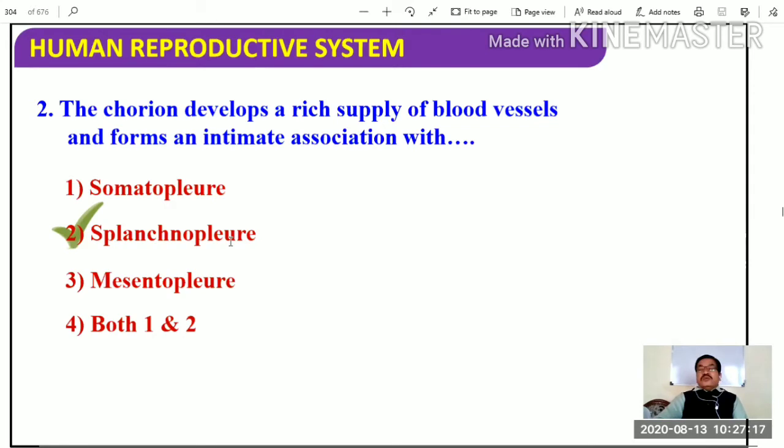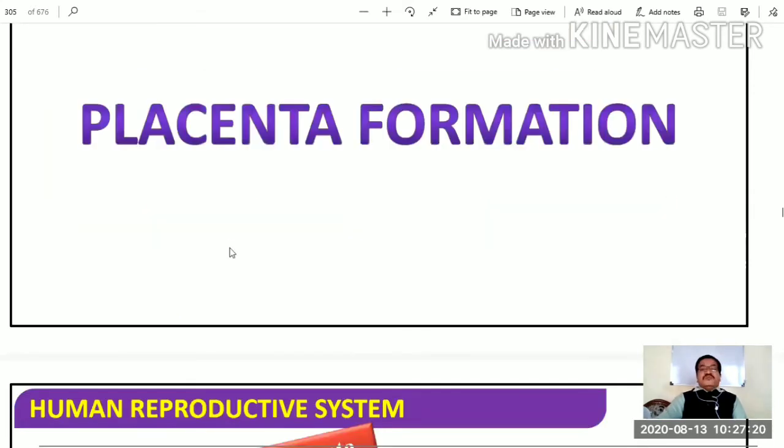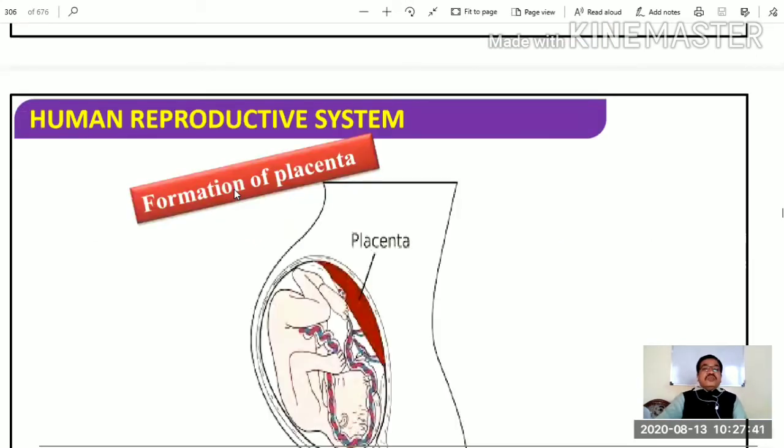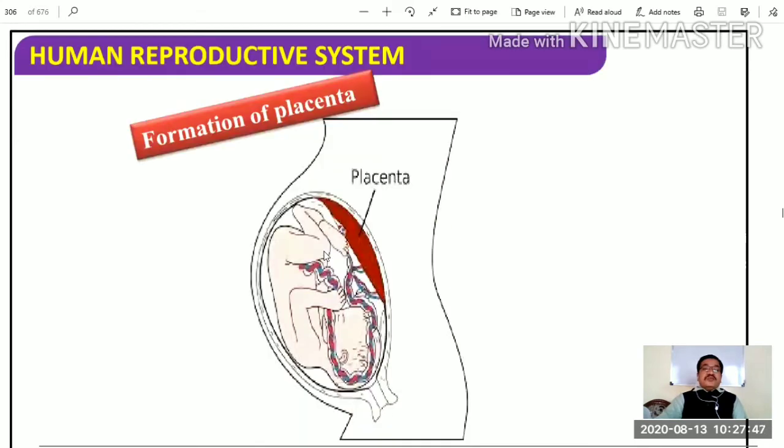So the next part is placenta formation. After this, the actual development of the fetus is done. Before placenta formation, the basement of the organs and all the tissues are involved in the process of development of the organs. The fetus develops in the uterus, with slow development of the various organs along with the cord. This cord provides the nutrients from the maternal side. So what happened? Formation of the placenta.